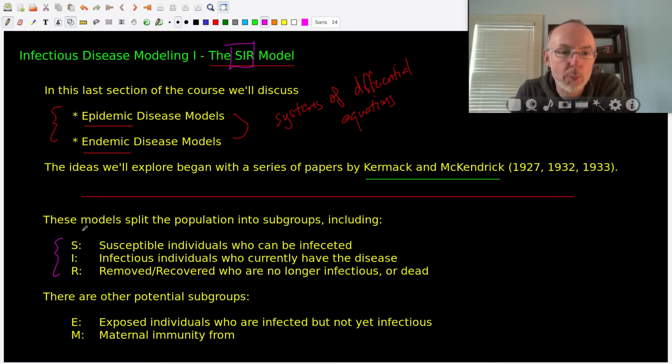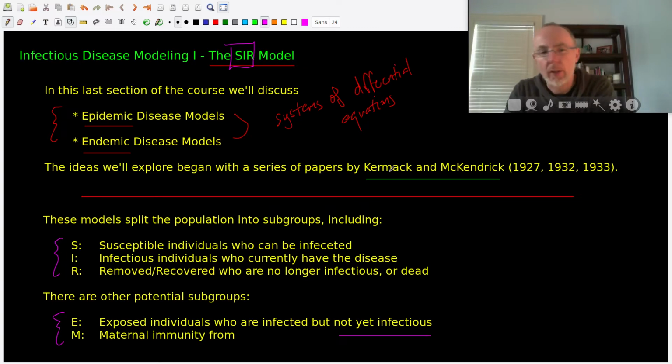These aren't the only groups you could have, and we're going to talk about these extra models a bit as we have time, but you might have exposed people. There are diseases where you can actually have the disease for a while before you become infectious. So it's like a halfway house where you're hanging out with the disease. You may or may not know it, but you're not yet able to pass that disease on. And then there's the idea of maternal immunity, where the mother might be able to pass on enough antibodies to make the baby immune, perhaps for a while, perhaps permanently, perhaps not every child gets the immunity. So these are extra groups we can add on.